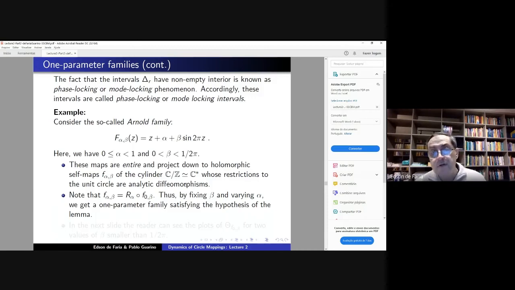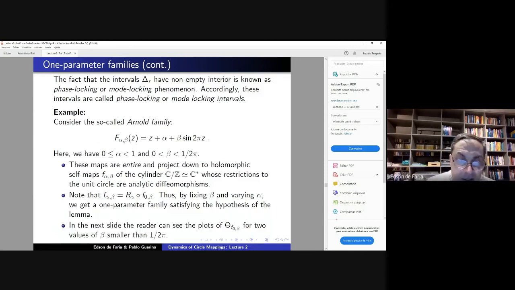And therefore, it's easy to see, because they preserve the real axis, that they actually have to be translations, okay? And this is not the case. So these maps do satisfy the hypothesis of the lemma. So you see that for each beta that you fix, you have a Devil's staircase. The rotation number function for this family F sub alpha beta with beta fixed is a Devil's staircase, okay?